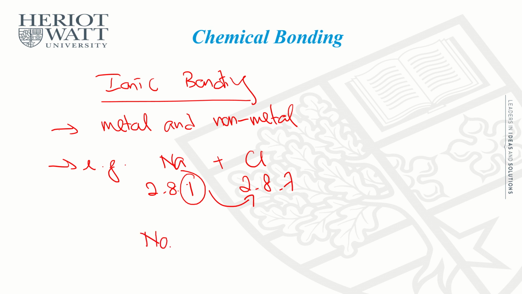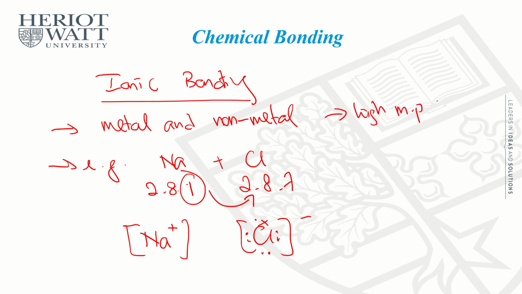Therefore, sodium will form a positively charged ion, and chloride will form a negatively charged ion with an extra electron, initially from the sodium. So this is the dot and cross or the Lewis diagram for sodium chloride. And what else do we need to know about ionic compounds? Ionic compounds always have high melting points and boiling points.